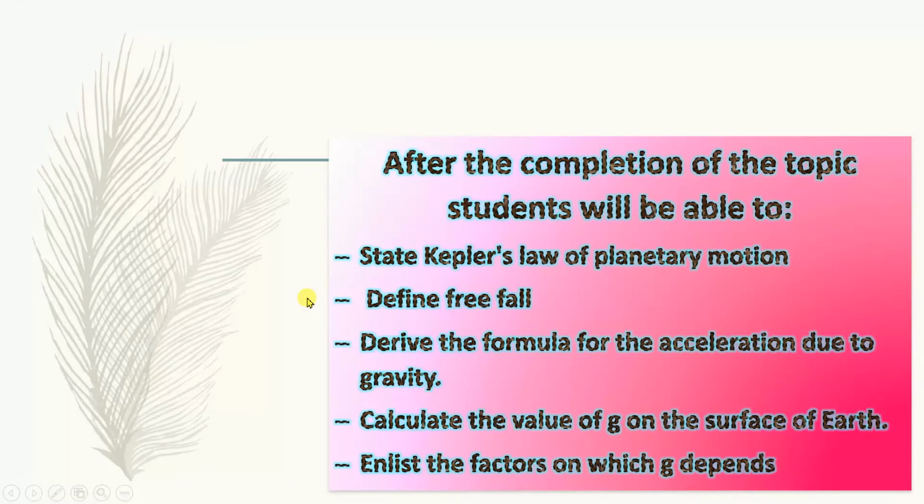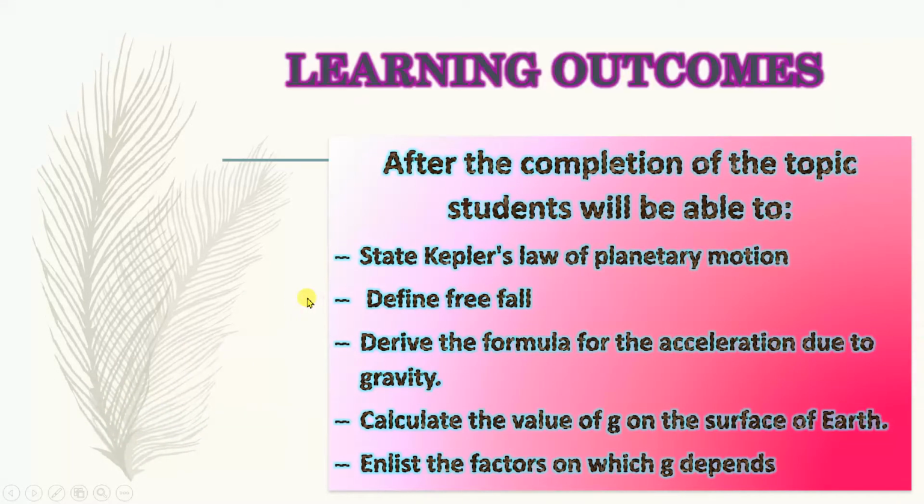Before starting, let's look at the learning outcomes of the day. Students, after the completion of the topic, you will be able to: number 1, state Kepler's laws of planetary motion; define free fall; derive the formula for acceleration due to gravity; calculate the value of g on the surface of Earth; and enlist the factors on which g depends.